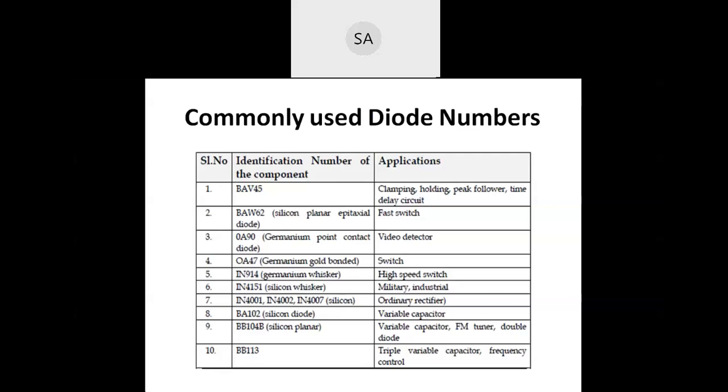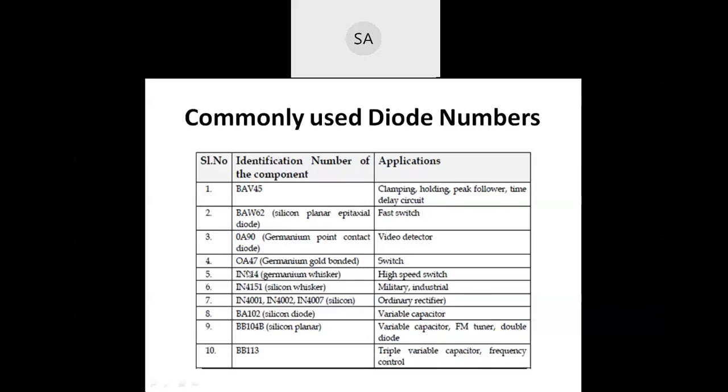In the circuits we use the BAV45, whereas the BAW62 silicon planar epitaxial diode we are using for fast switching applications. And the OA90 germanium point contact diode, this is the type of diode we are using. This is used for video detectors to detect the video. And the next one is OA47 germanium gold bonded. This is used as a switch also.